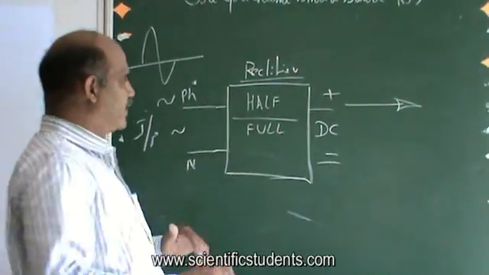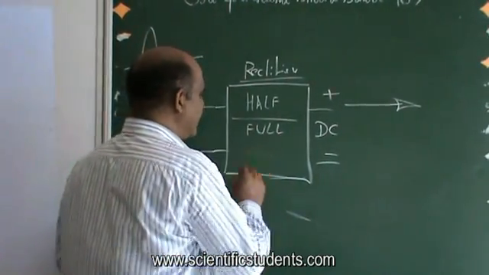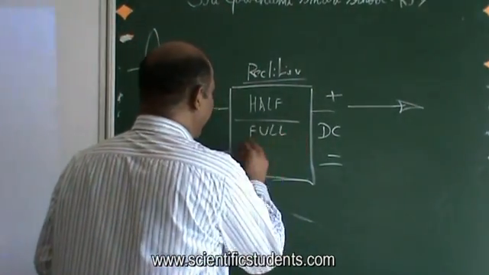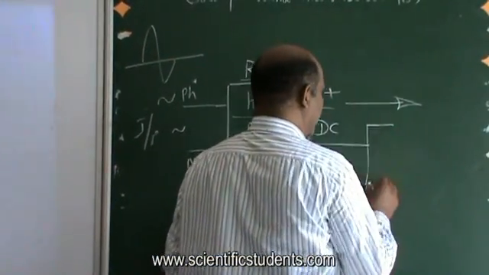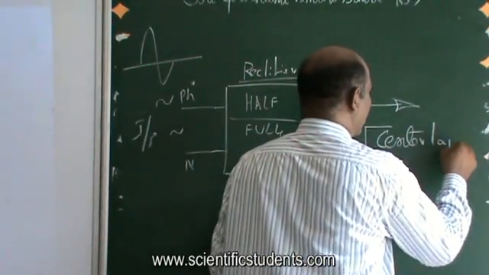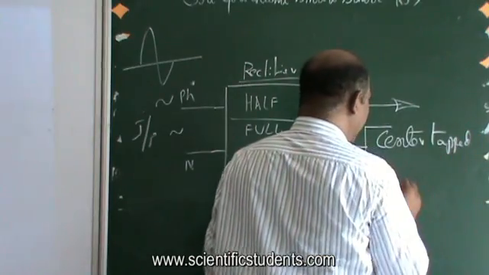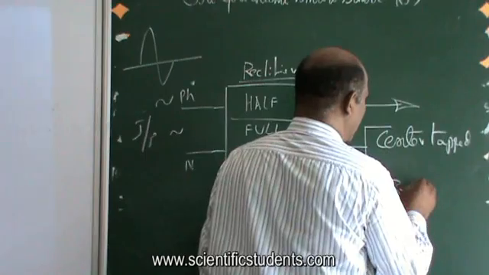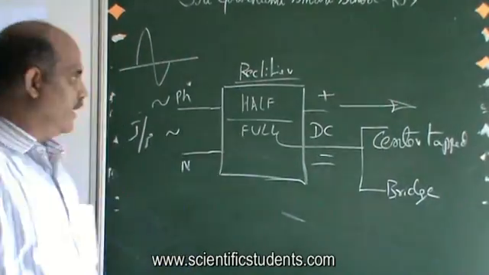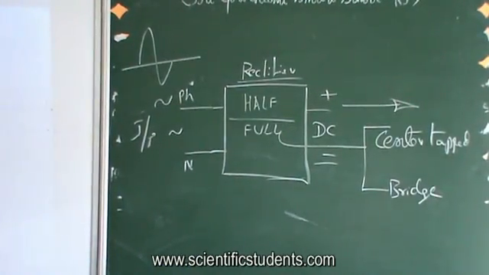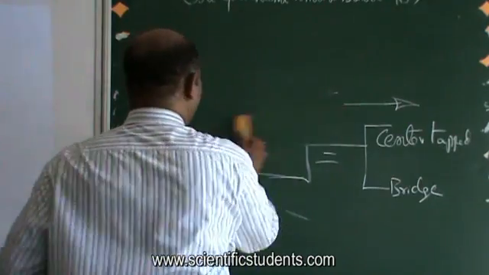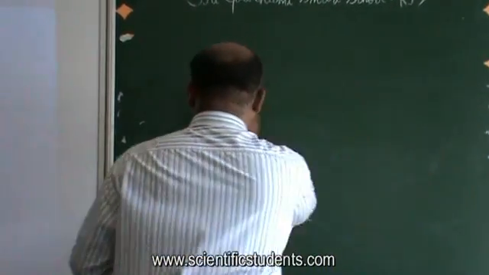And again in full wave rectifiers there are two categories. One is the center tapped category, the other is the bridge category. So for full wave rectifiers, we have two different rectifiers. One is the center tapped rectifier, the other is the full bridge rectifier. Okay, so what is this half wave, what is this full wave, center tapped and bridge? It's important, okay, yes or no? So what is it that we are going to talk about?